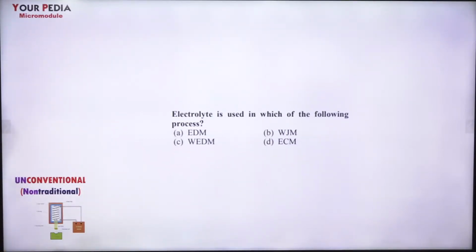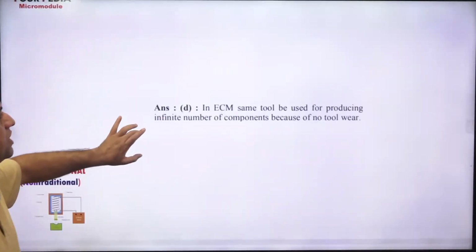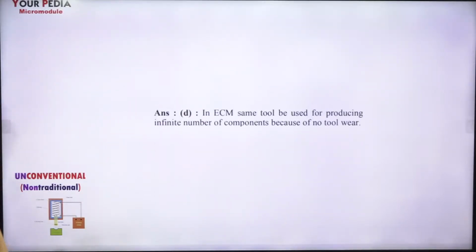Electrolyte is used in which of the following processes? Electrolyte is used in electrochemical machining, and normally we use sodium chloride. Sodium chloride is used as the electrolyte in the electrochemical machining process.